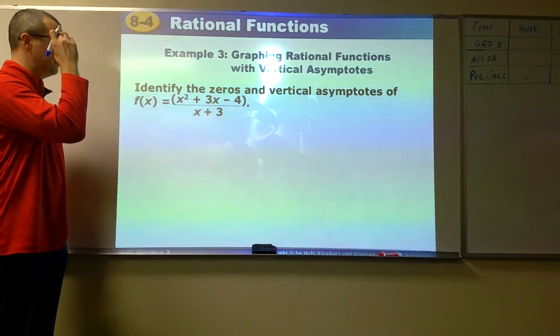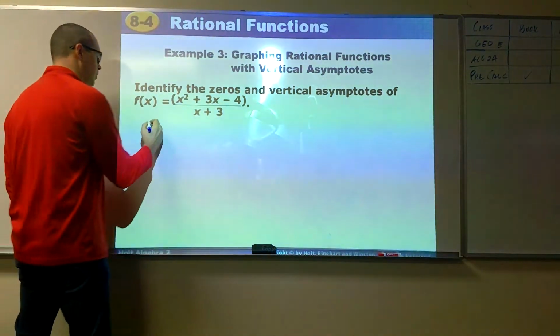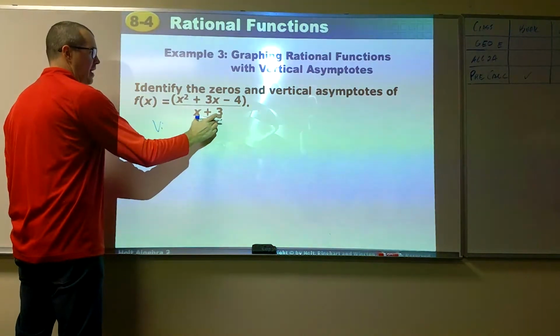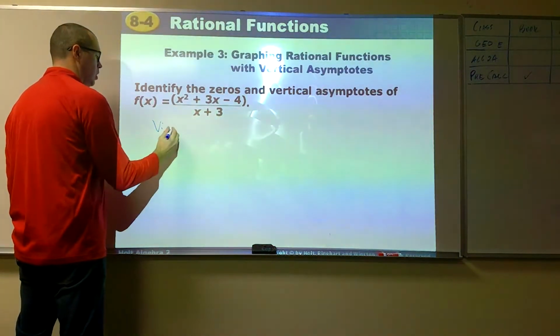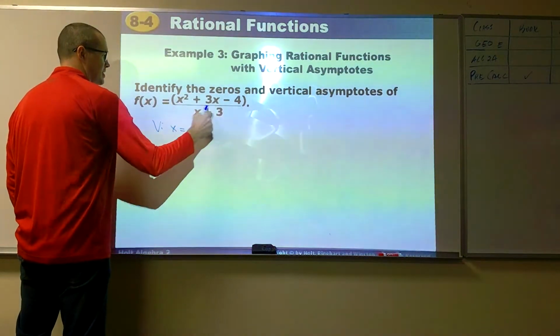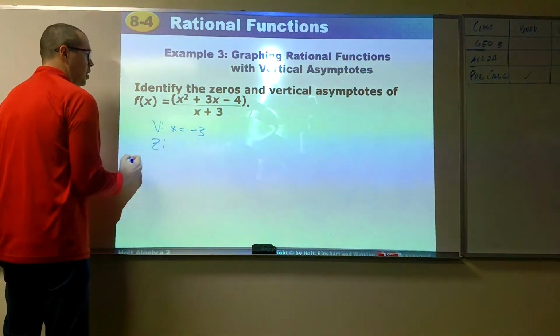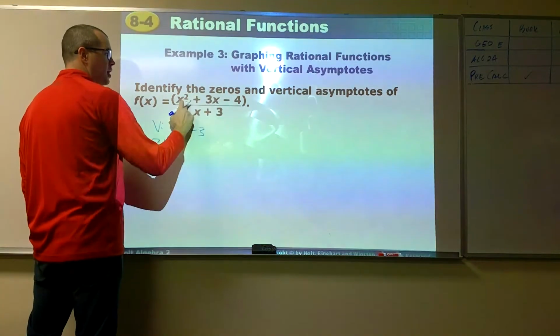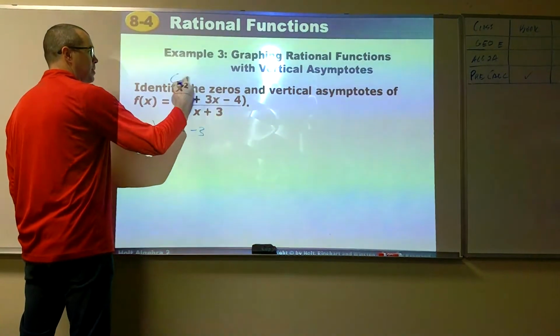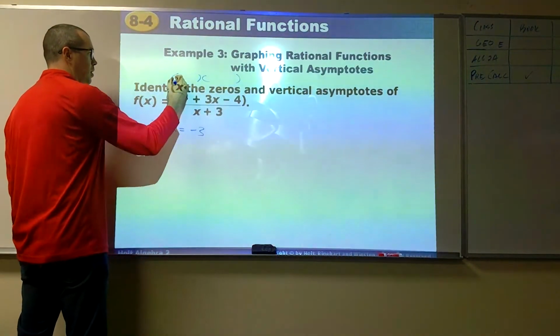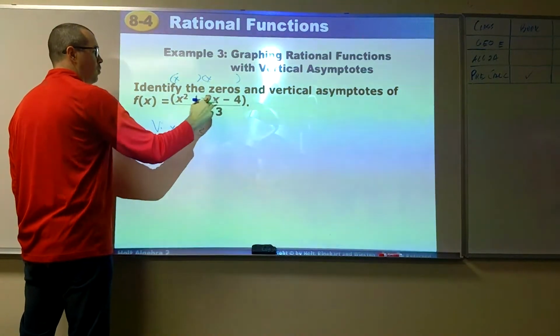Identify the zeros and the vertical asymptotes. All right, well, let's do the vertical asymptotes first. That's what makes the bottom 0. So x equals, what makes that 0? Negative 3. Okay? Our zeros, or our roots, those are going to be where it crosses the x-axis. Well, I'm going to have to do some factoring up there. What multiplies to 4 and adds to 3?